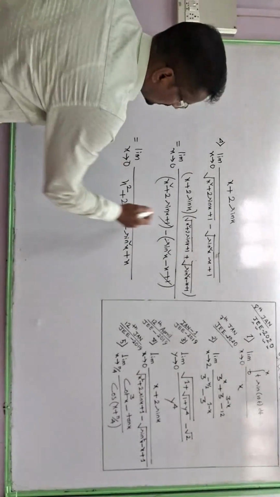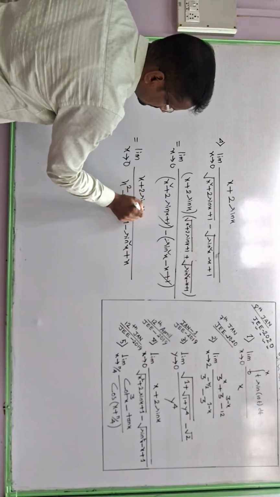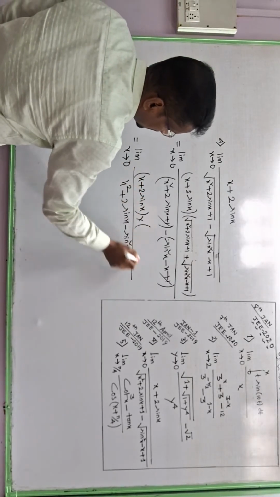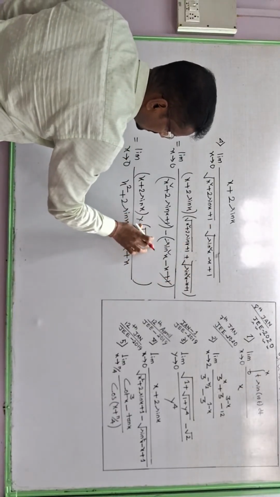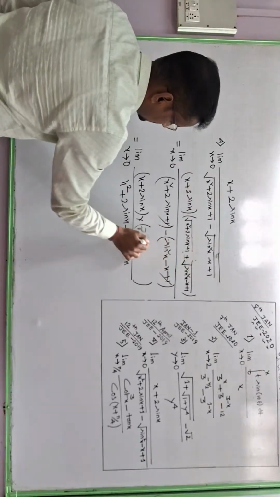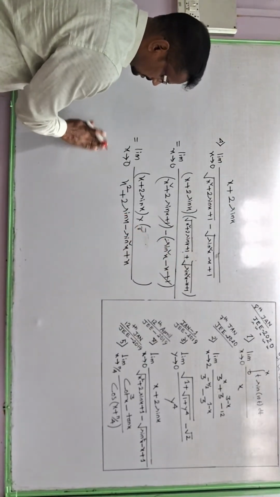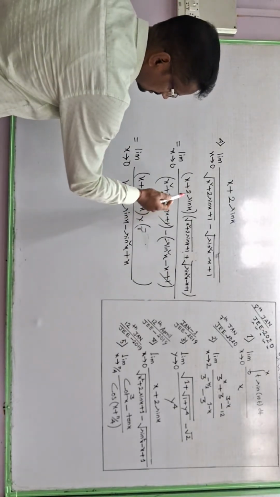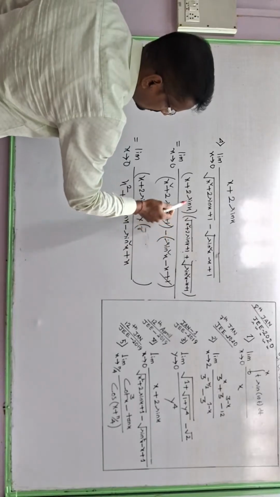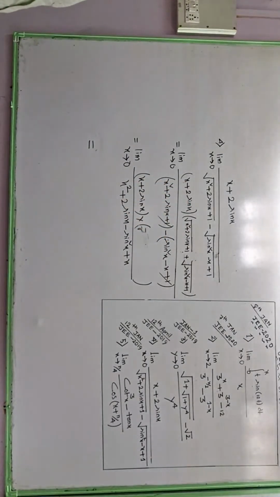Here no need to do anything, just x plus 2 sin x as it is, and this term as it is right here. Now take the limit x tends to 0. Here you see, if you give 0 here, what will become 0? The numerator will be 0.